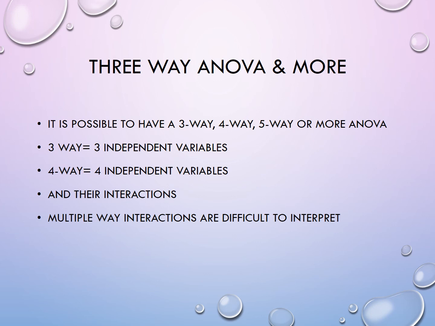You can have 3-way, 4-way, 5-way, and more. Of course, 3-way is 3 independent variables, 4-way is 4 independent variables. You're also going to get all their interactions, and the more you get, the more difficult it is to interpret these complex interactions. So you'll very rarely see anything more than a 3-way ANOVA in an article. Once in a blue moon, maybe a 4-way one, but I challenge you to even try to find a 4-way ANOVA or MANOVA in an article.